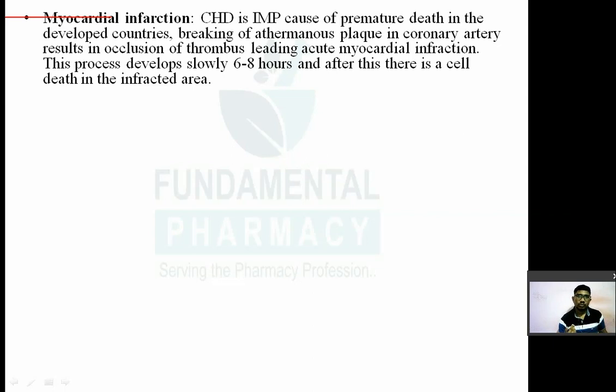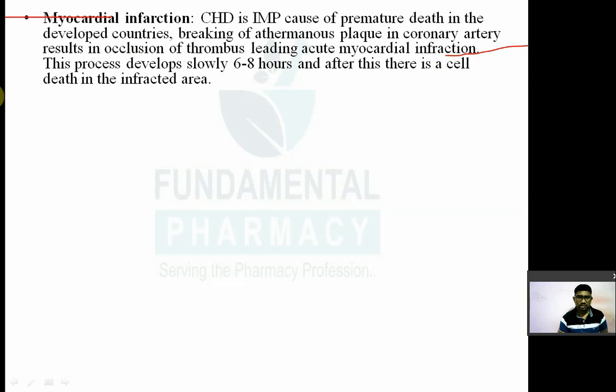Okay. So myocardial infarction means what? Coronary heart disease is a very important cause of premature death in developed countries. Breaking of such a plaque or clot in the coronary artery results in occlusion or thrombus formation, resulting in acute myocardial infarction. If there is a plaque, meaning fat deposition, and it breaks, it goes into small arteries and causes occlusion. The area supplied by those arteries has its blood supply stopped, and the myocardial cells die. That is known as myocardial infarction.